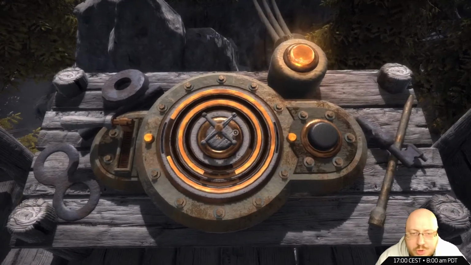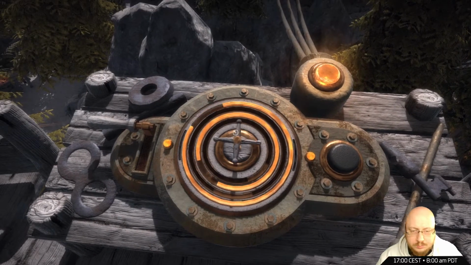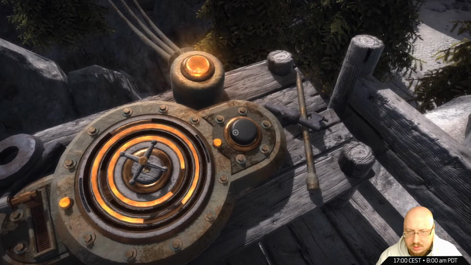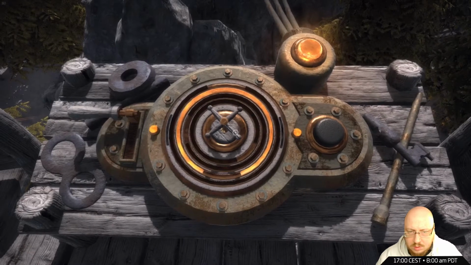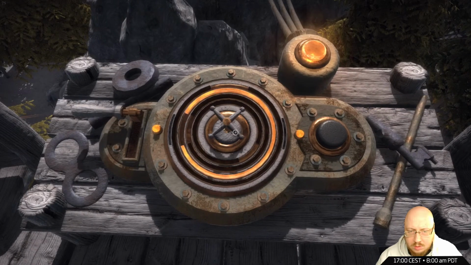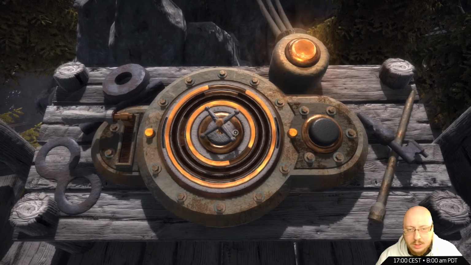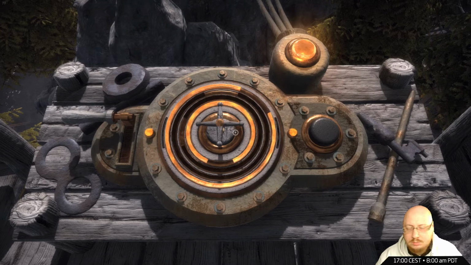Not quite sure. It feels... okay, it's just that. Okay. You know what? This is the same puzzle I have on weekdays in Uncharted: The Lost Legacy.